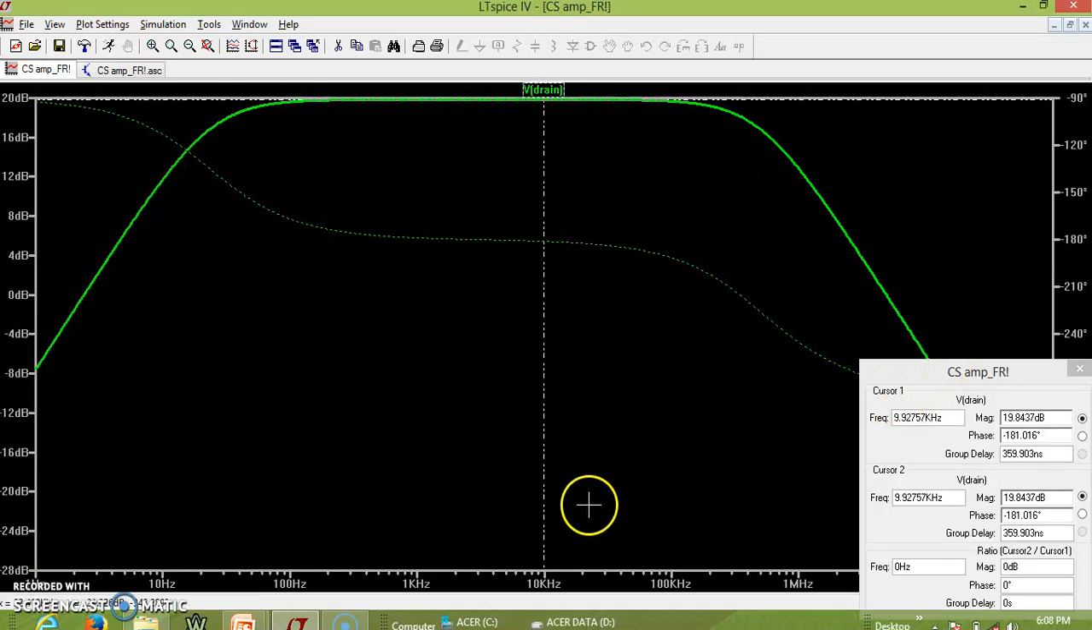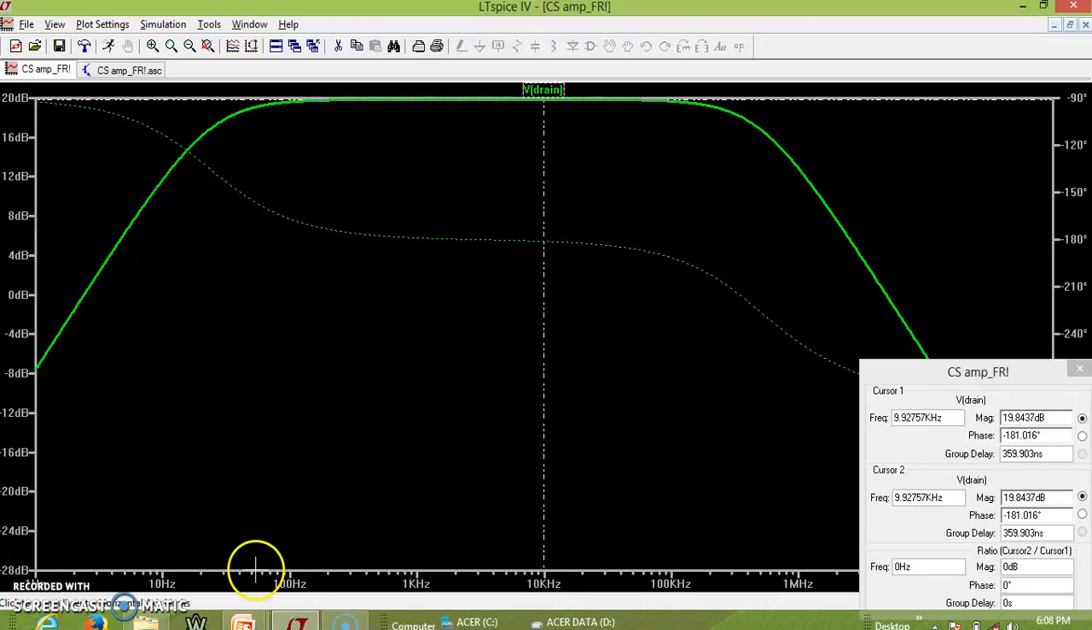As you can see now, the frequency is almost 10 kilohertz. This is the cursor corresponding to 1. You can see now the gain is 19.87, which is very close to 20. So we are getting a midband gain of 20 dB, which happens to be a ratio of 10 volt per volt. So let us find out what the first cutoff frequency is.